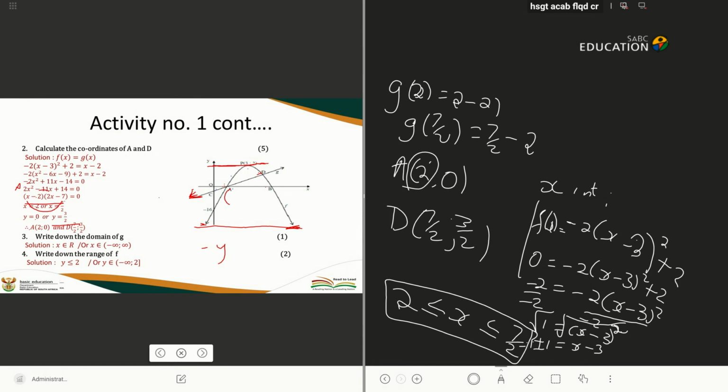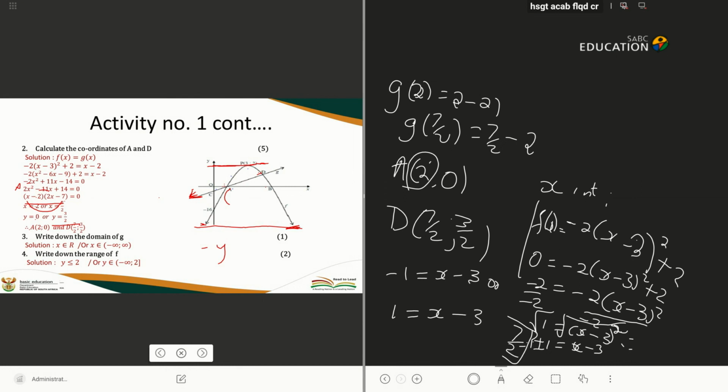And then plus or minus 1. So therefore it means now you're going to have this point as negative 1 is equal to x minus 3, or positive 1 is equal to x minus 3.